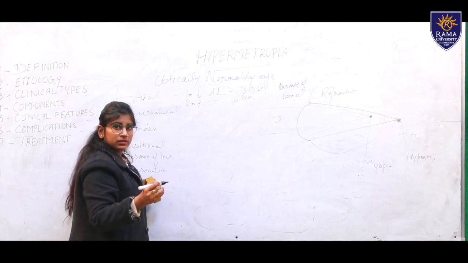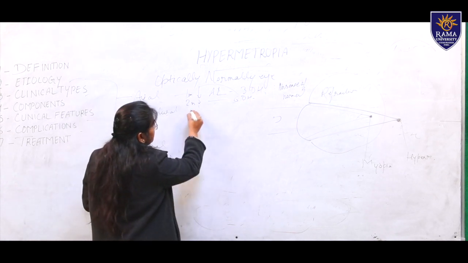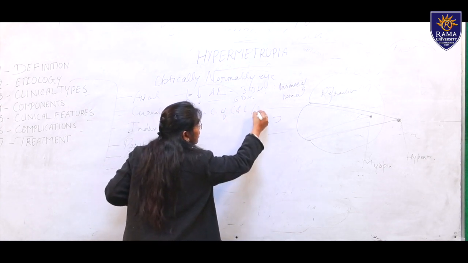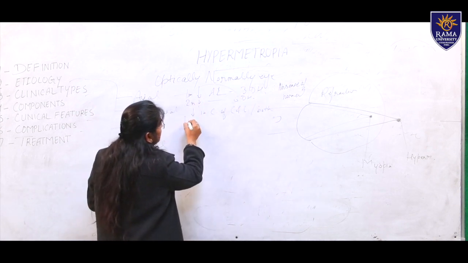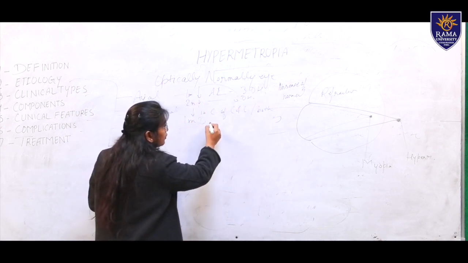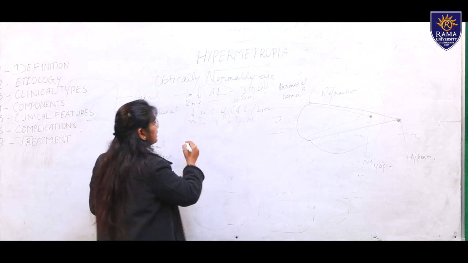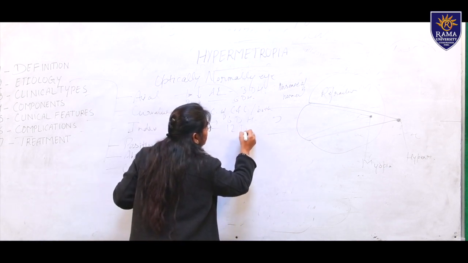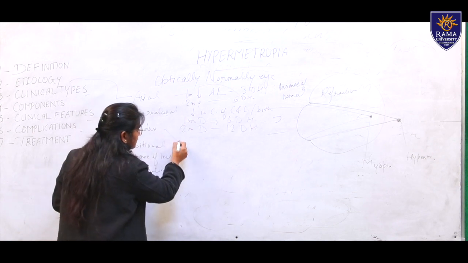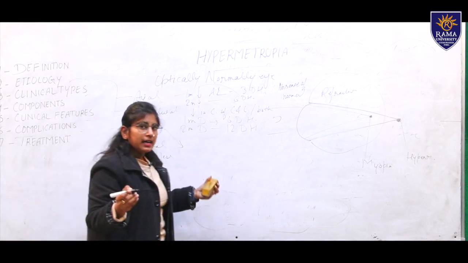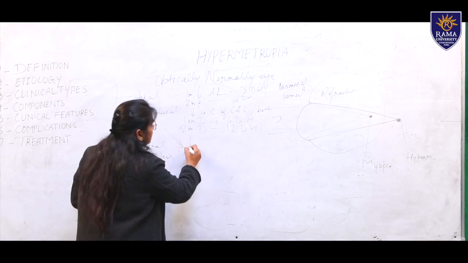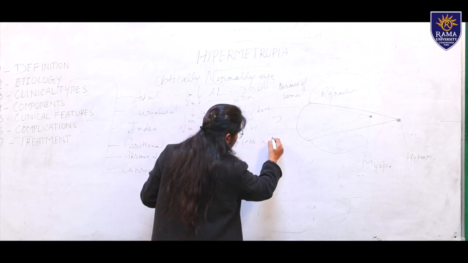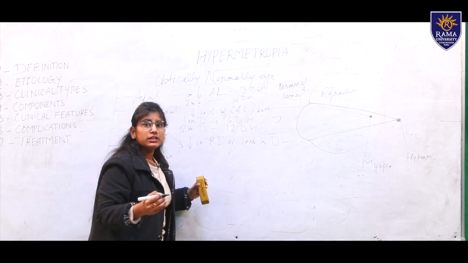Now curvatural type. What is curvatural type? Decrease in curvature of cornea and lens or both. A 1 mm decrease in curvature of cornea gives 6 diopter hypermetropia, and a 2 mm decrease in curvature of cornea results in 12 diopter hypermetropia. Now index. As the name indicates, it is refractive index: decrease in refractive index of crystalline lens in diabetic patient due to nuclear sclerosis.